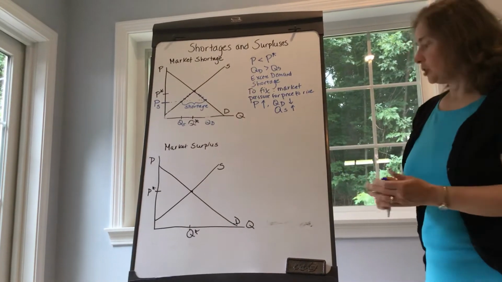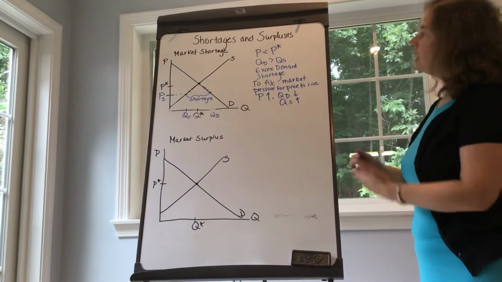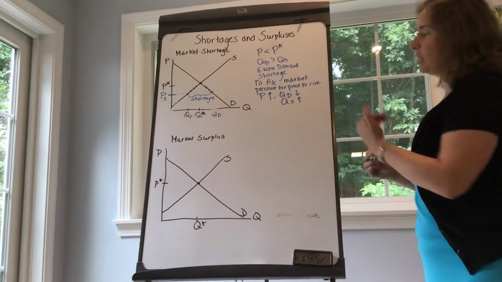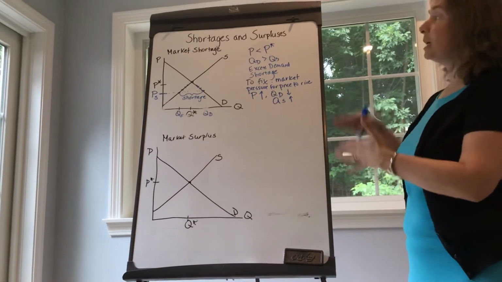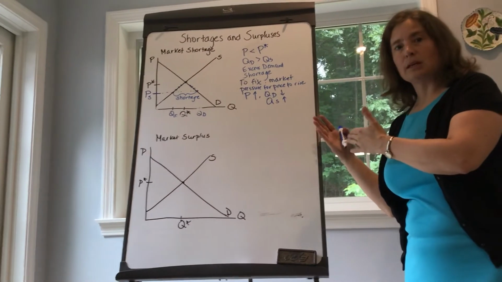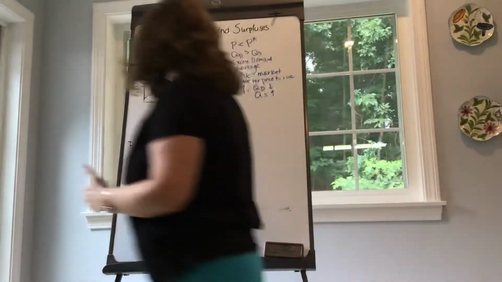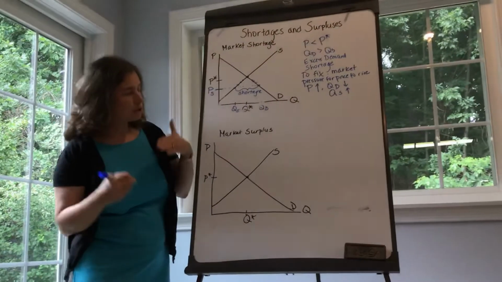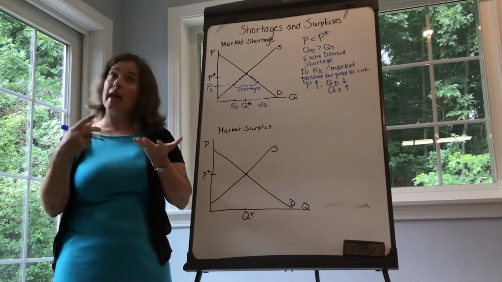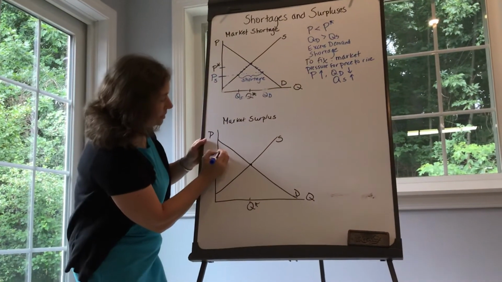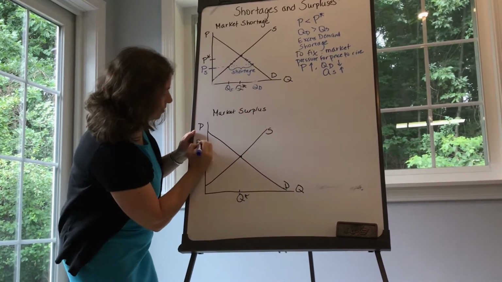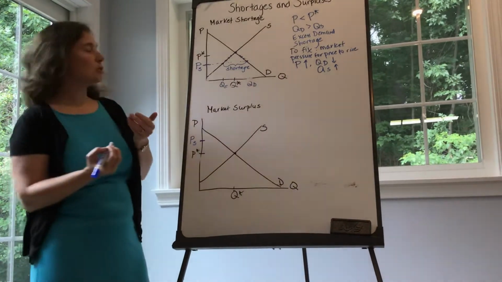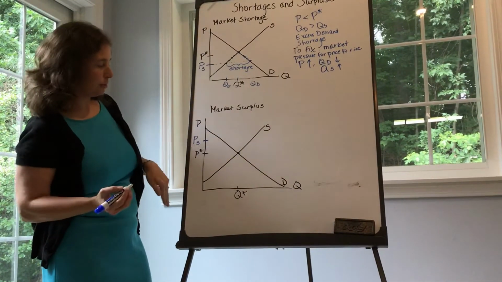So there's a shortage. Now, alternatively, we could wind up in a situation where we have a market surplus. That's going to be exactly the opposite of what we see with a market shortage. In this case, what's going to drive the surplus is, again, a wrong price, but it's going to be a price that's too high. So we'll also call this price PS for surplus.